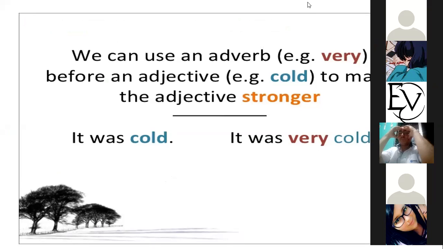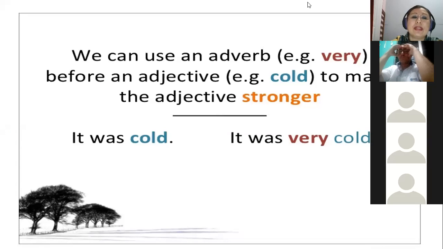Why am I talking in this class about adjectives and adverbs? Because that is the topic. And the platform says that we can use an adverb, for example, very, before an adjective, for example, cold, to make the adjective stronger. Perdón. ¿En qué momento yo uno un adverbio con un adjetivo? Cuando yo quiero hacer más fuerte el adjetivo. Porque si yo digo, it was cold, es como, estaba frío, ¿verdad? Pero si yo digo, it was very cold, estoy diciendo, estaba muy frío. Entonces estoy haciendo un énfasis mucho más fuerte en la palabra cold, ¿verdad?